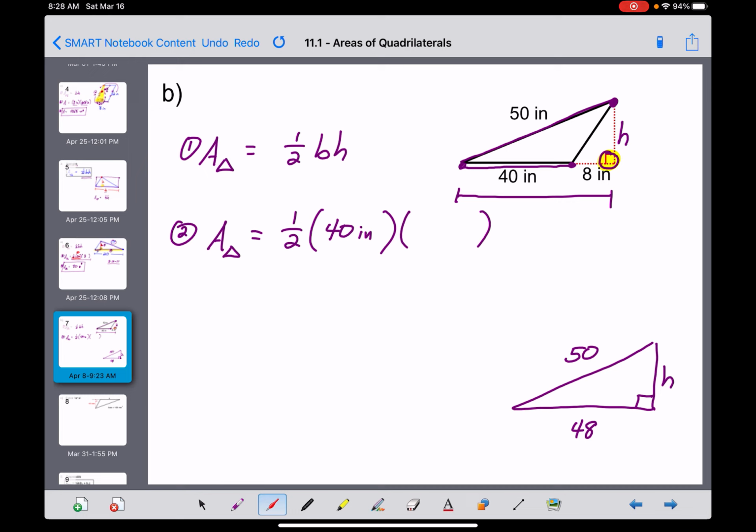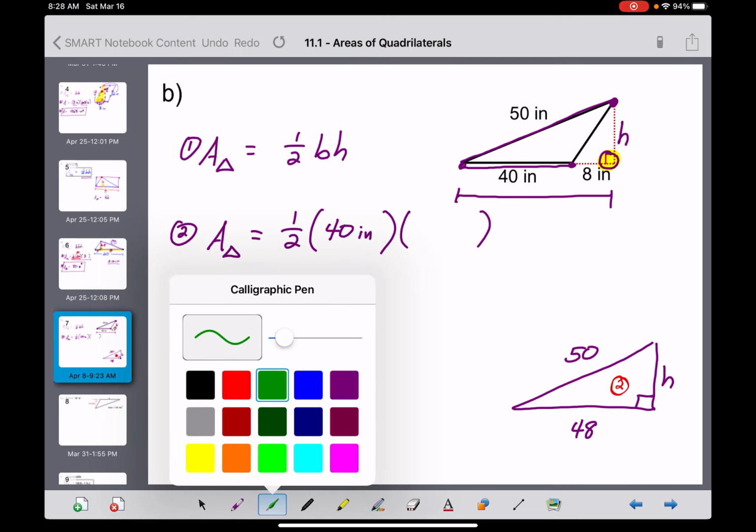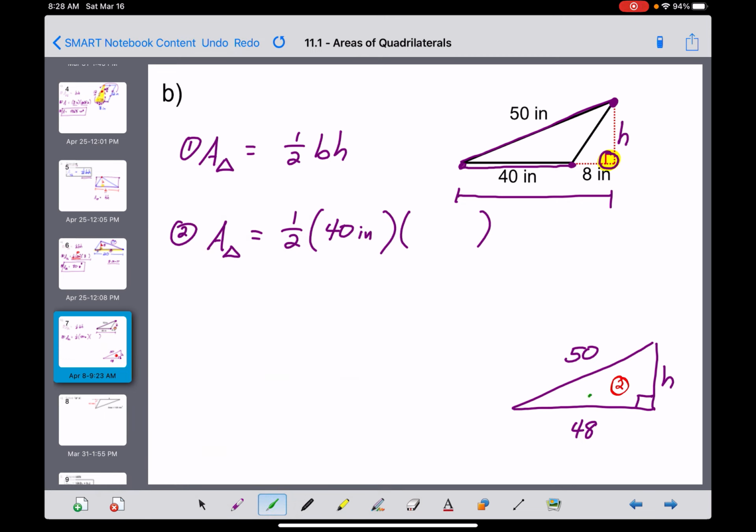However, I noticed something right here, maybe you guys do too, that 48 and 50 are both even numbers, which means they can both be divided by 2. So let's just see if this gets us anywhere. 48 divided by 2 is 24. 50 divided by 2 is 25. Oh, this is a 7, 24, 25 Pythagorean triple.